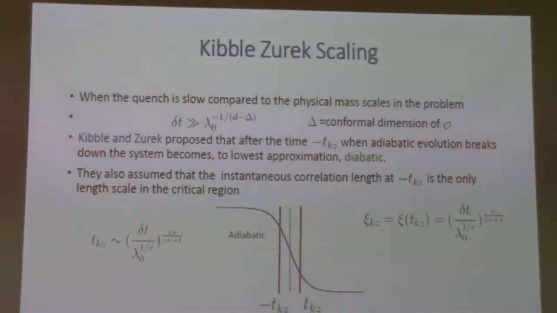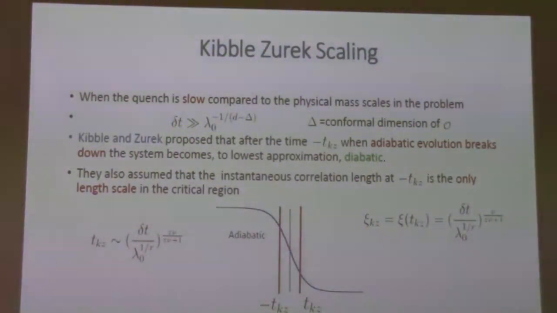That means the system becomes critical. That means the gap becomes zero. So no matter how slowly you start out changing the system, in terms of physical length scales, it becomes infinitely fast at that point. Before it becomes infinitely fast, there will be a time at which the adiabatic expansion breaks down.